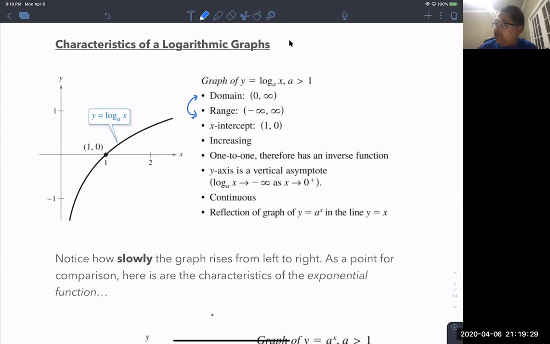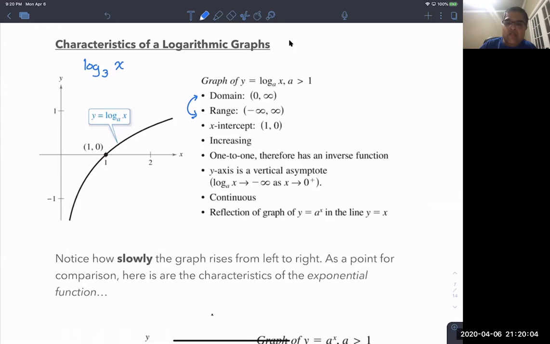For a logarithm, the domain is from 0 to infinity because, remember, domain is the collection of x's that x can be. But x can't be 0 and anything smaller than 0. So the domain is 0 to infinity, and the range is all real numbers. So the exponential had a domain of all real numbers and a range from 0 to infinity. Logarithms have a domain from 0 to infinity and a range of all real numbers.